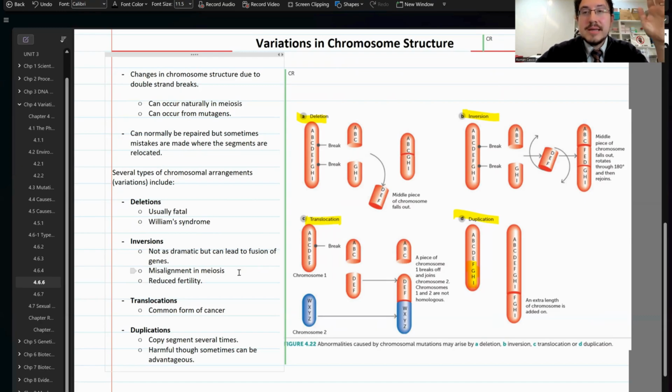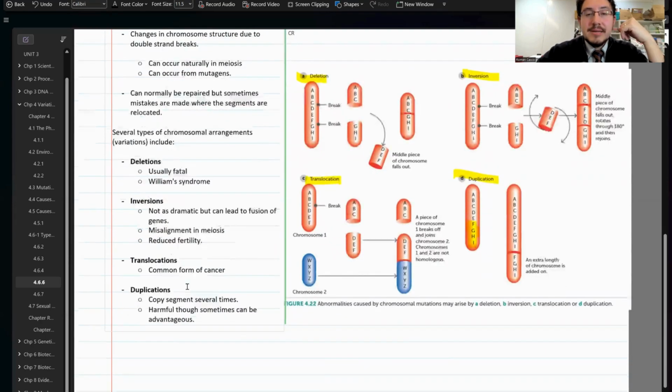Because during meiosis, the alleles align well together. But because this is a type of variation in chromosome structure, you have this mutation, and there could be a misalignment in meiosis. The likelihood of this happening is reduced fertility.